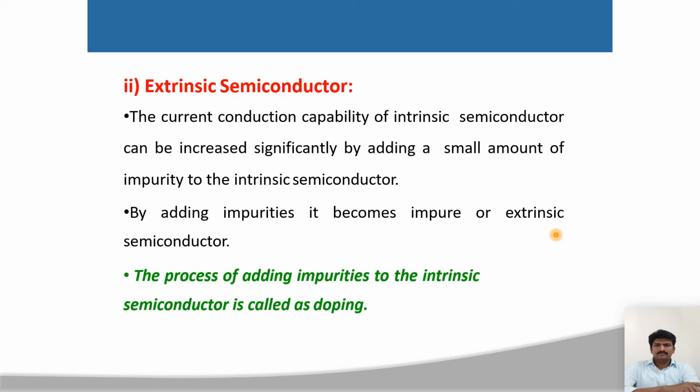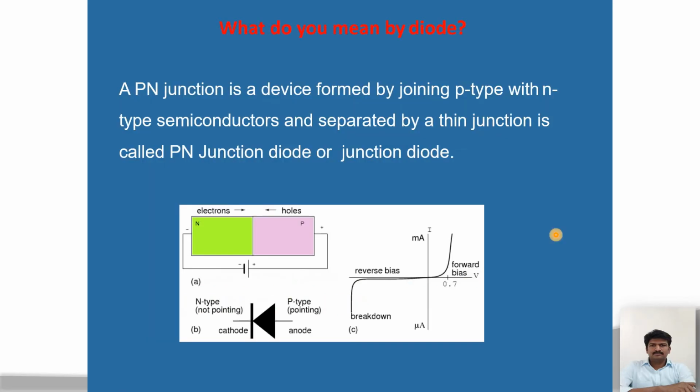Adding impurities means we have some extrinsic material, some impurities, being added. That process of adding impurities to the intrinsic semiconductor is called doping. The advantage of using the extrinsic semiconductor is that the current conduction capability of the intrinsic semiconductor can be increased significantly by adding a small amount of impurity.